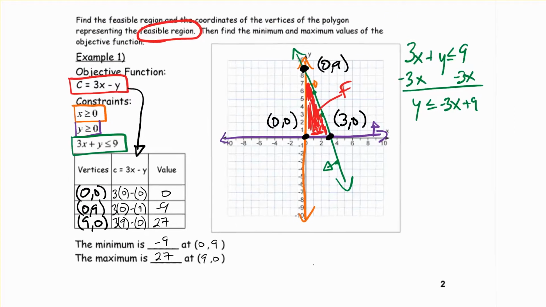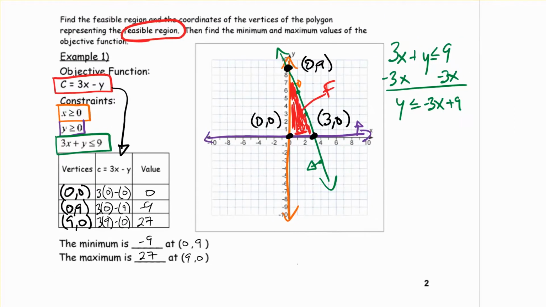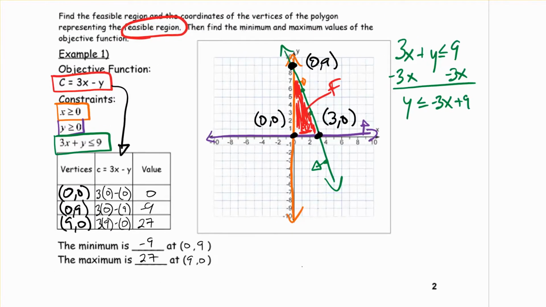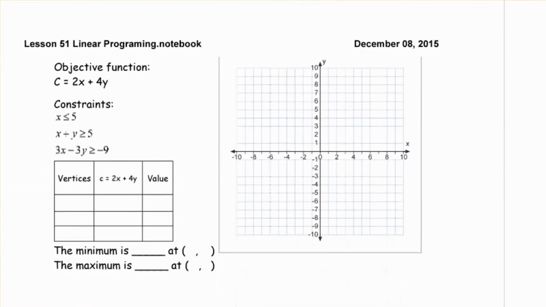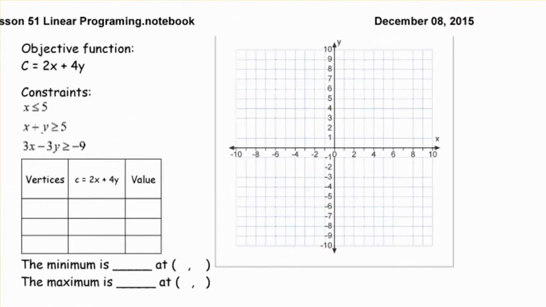And so what that's saying is, if this were a cost function, which it is because it says C equals, that our minimum cost would be negative 9, and that would be at 0, 9, and our maximum cost would be 27, and that would be at 9, 0. So you guys take a second and try and do this one. Hit pause and then do it.